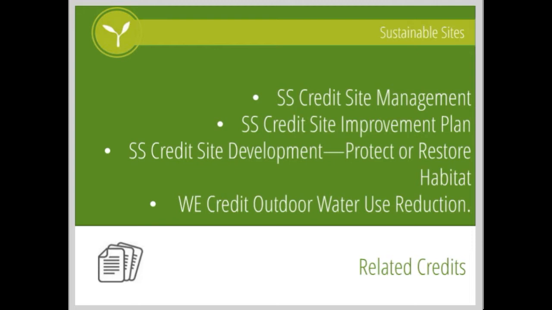The Site Management Policy is the primary tool for establishing the best practice maintenance procedures that support achievement of SS credits Site Management and Site Improvement Plan. The Site Management Policy can also support on-site habitat and biodiversity through maintenance of the site's native or adapted vegetation, which positively affects the SS credit Site Development, Protect or Restore Habitat. We will take a look at these credits next. The development of the Site Management Policy should be coordinated with the irrigation system pursued under the Water Efficiency credit, Outdoor Water Use Reduction.